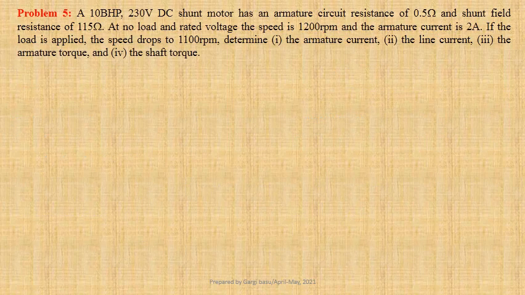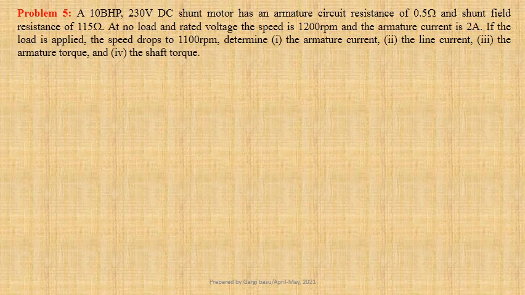A 10 bhp 230 volt DC shunt motor has an armature circuit resistance of 0.5 ohm and shunt field resistance of 115 ohm. At no load and rated voltage, the speed of the motor is 1200 rpm and the armature current is 2 ampere. If the load is applied, the speed drops to 1100 rpm. We have to determine the armature current, the line current, the armature torque and the shaft torque.